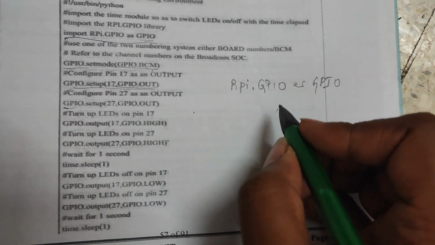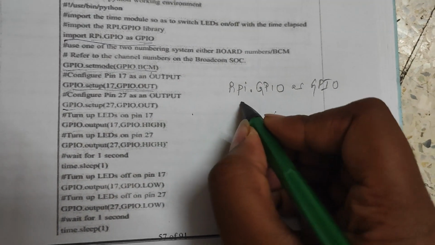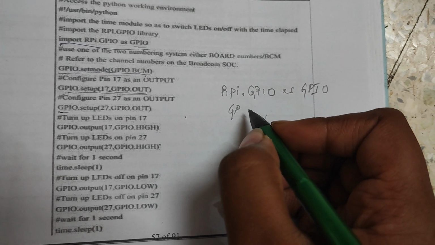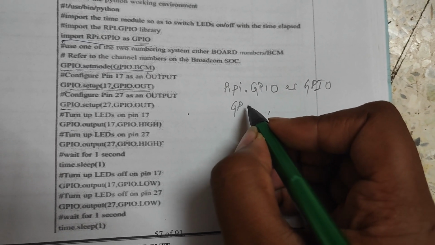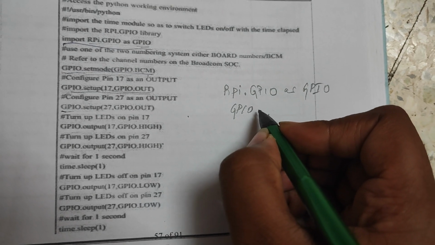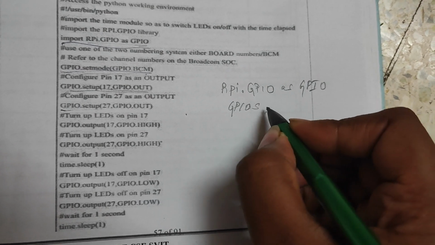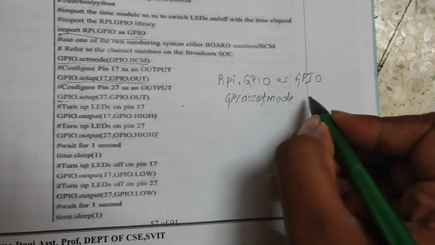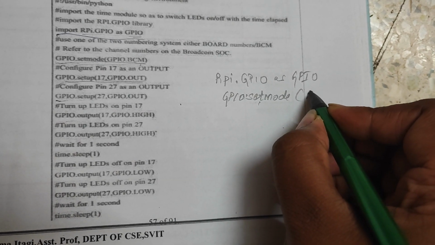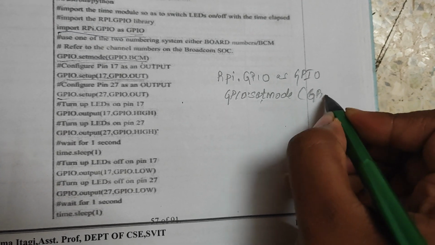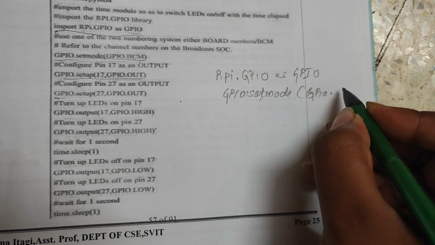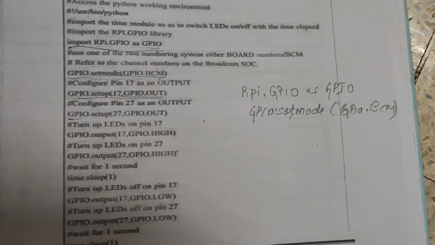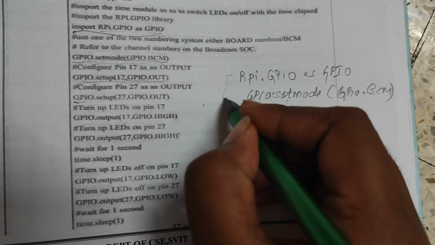The second statement is about the board, that is BCM 2835. So you write GPIO.setmode, setting the mode so that the GPIO uses the BCM processor. So these two are your different steps.